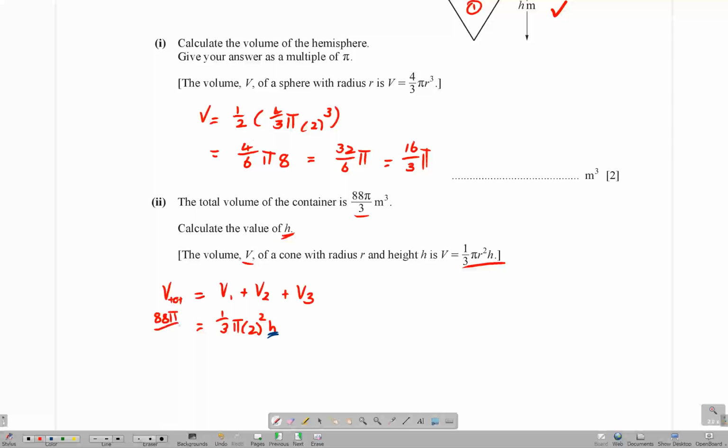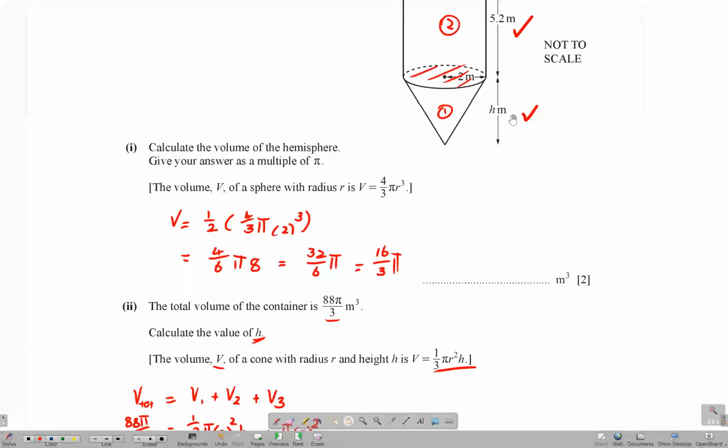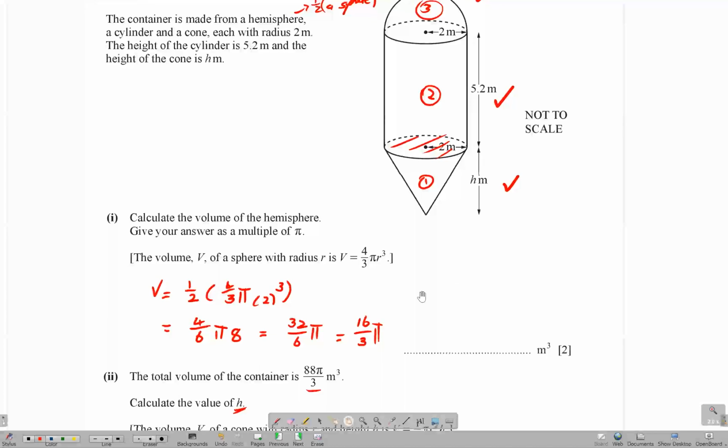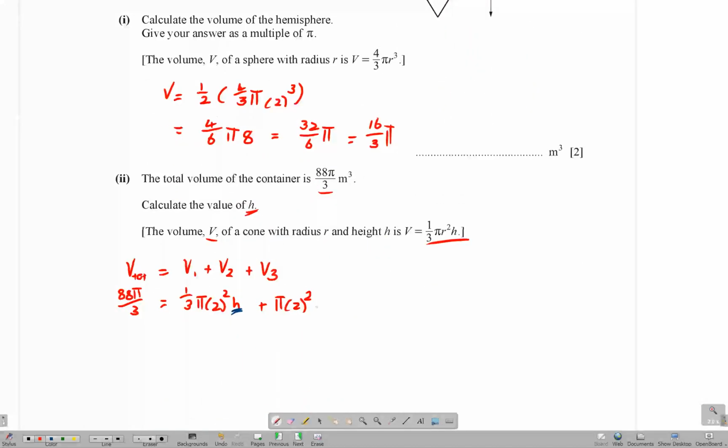So 88 pi/3, and then plus, this volume is going to be for my cylinder. That's just going to be pi r squared. So pi times 2 squared, or the area of my cross section. And so it's pi r squared times that height. I think that height was 5.2. Yes, so there's 5.2 over there. So we multiply 5.2. And then plus the volume of my hemisphere, so plus 16 over 3 pi.